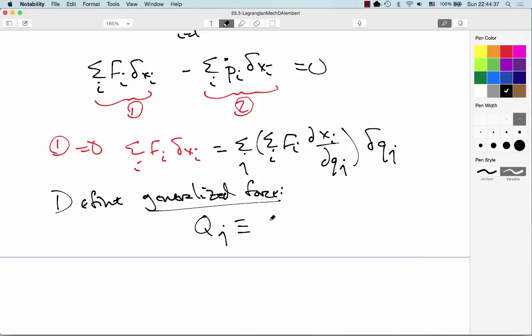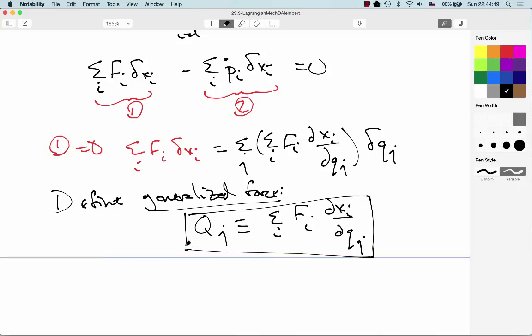Qj, we'll define that to be the sum over i of fi partial xi partial qj. And this could be either a force or a torque. We'll eventually show that that's the same generalized force that we've seen before. For now, just take my word for it that that's the punchline.